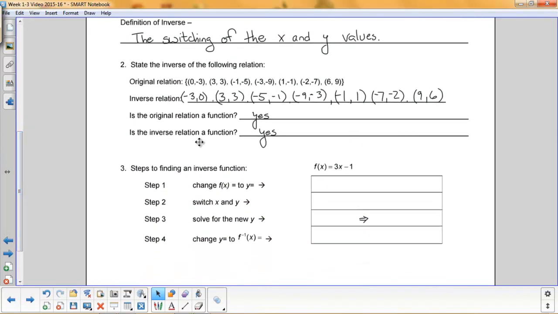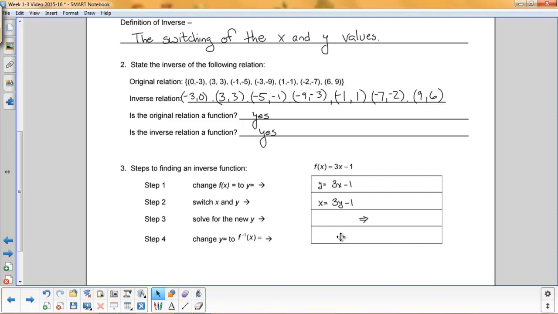There is a group of steps that you're going to want to follow in order to solve inverses algebraically. So the first step that we're going to take is to change f of x to y. Step number 2 is you're going to switch the x and the y variables. Notice the 3 does not move. It is simply switching the value of x and the value of y in the position that they are in the equation.